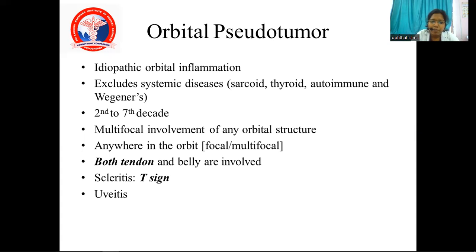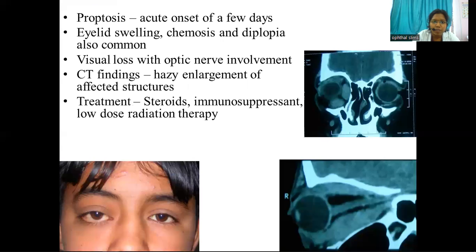On ultrasound, if the patient is having an associated uveitis, we can see these signs. And associated uveitis also will be there in case of orbital pseudotumor. This is the picture. The patient will have a proptosis, which is of acute onset over a few days. The eyelid swelling, chemosis, and diplopia will also be common. Visual loss with optic nerve involvement.